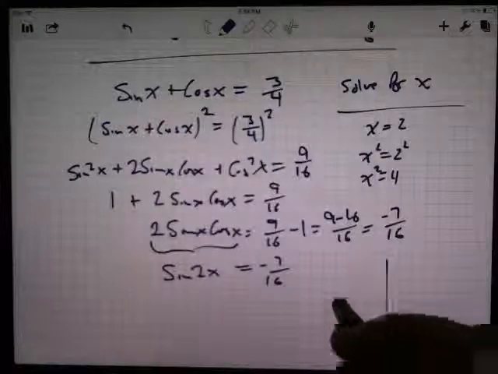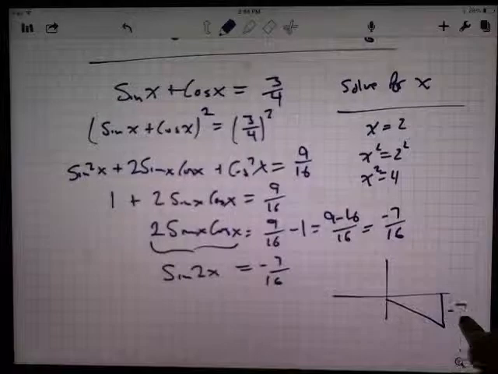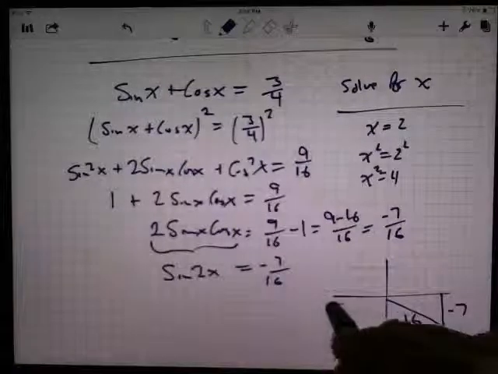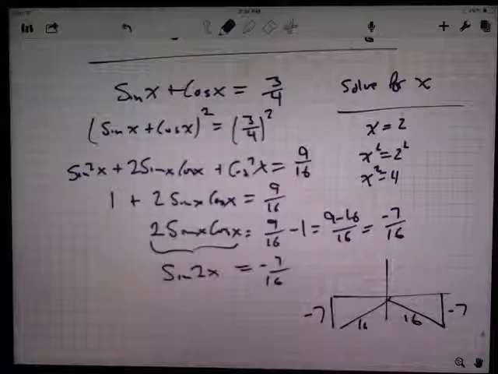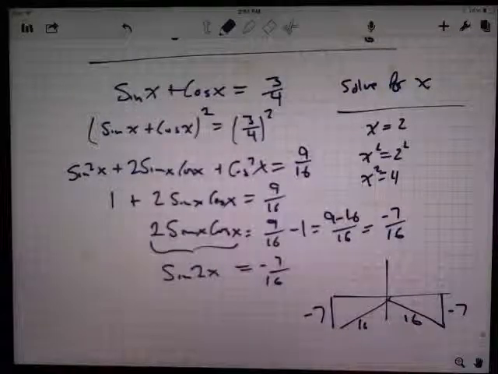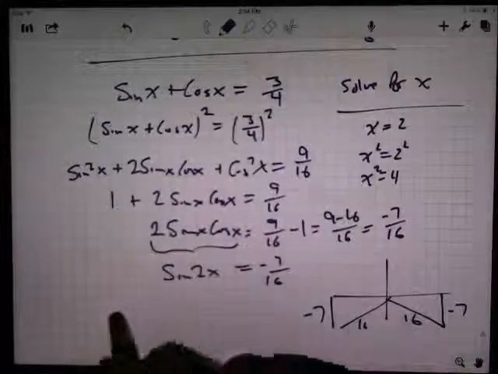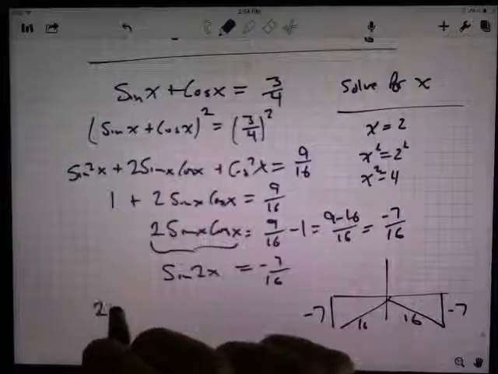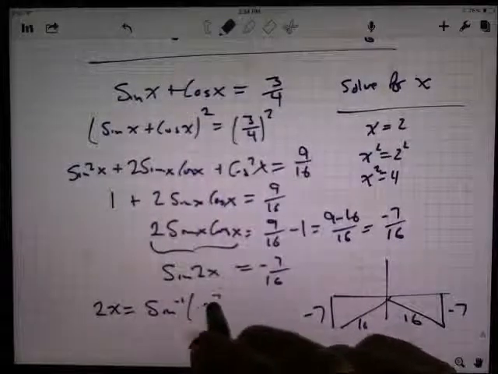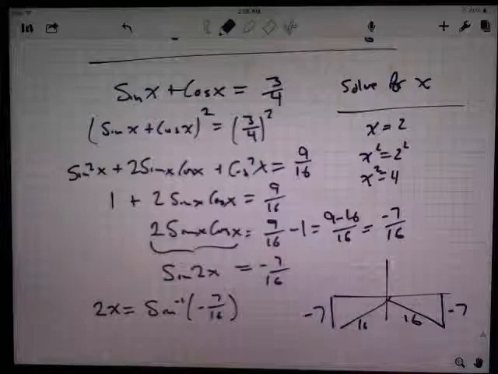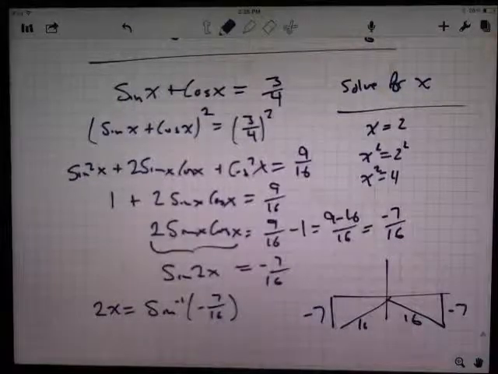So I'm thinking sine is negative 7 over 16 there, or negative 7 over 16 here. Those are the two places where I could have the sine being negative, third and fourth quadrant. That's not a particularly nice angle, so I'm going to use my calculator to find that 2x equals the sine inverse of negative 7 over 16. So I'm going to do that real quick. Sine inverse negative 7 divided by 16.